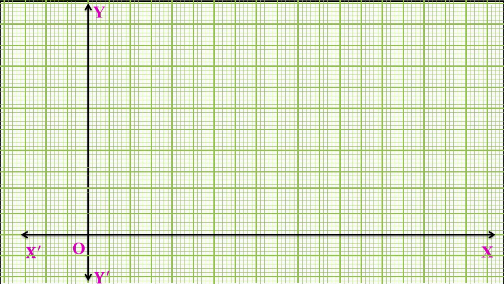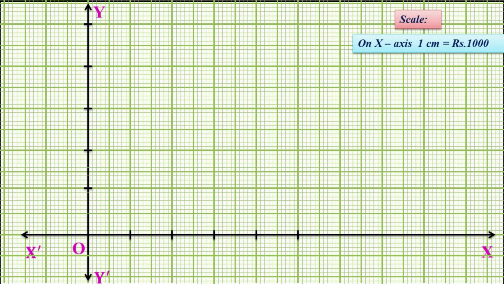Students, we know the given values are the deposit and the simple interest. Now we mark the deposit on the x-axis and the simple interest on the y-axis. First, we take the scale. The lowest value on the x-axis is 1000 and the highest value is 5000. So, we take 1 centimeter equal to 1000 rupees. On the y-axis, the highest value is 400. So, we take 1 centimeter equal to rupees 80.